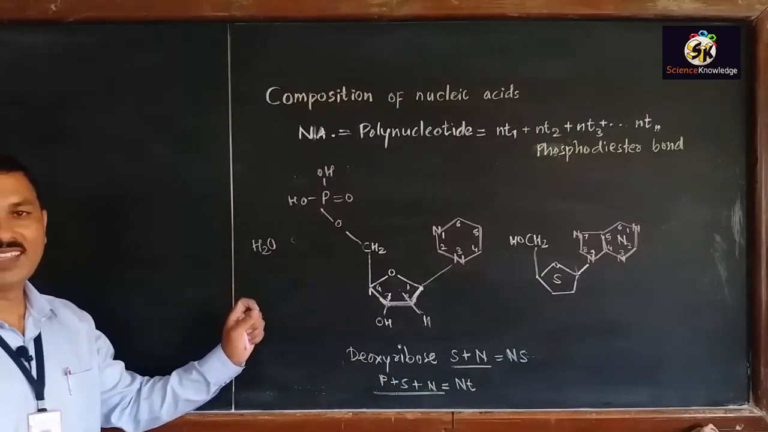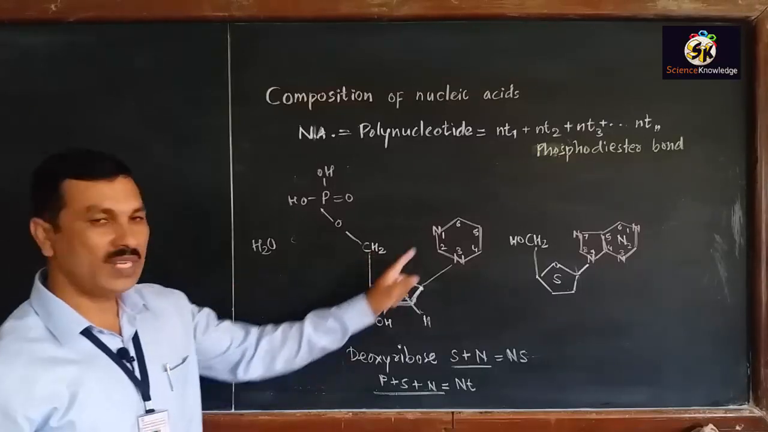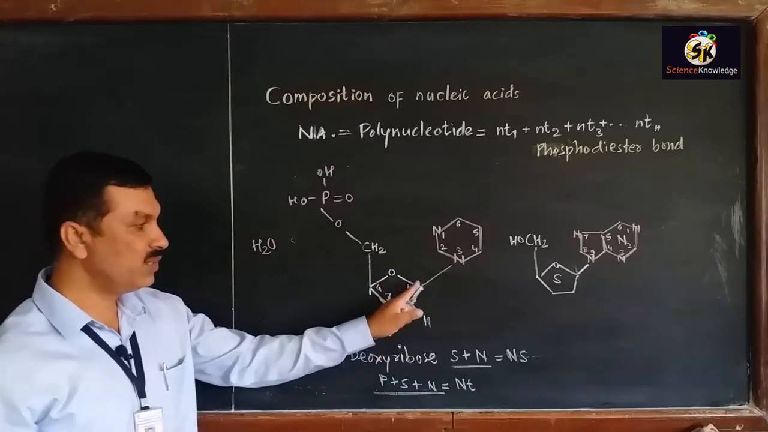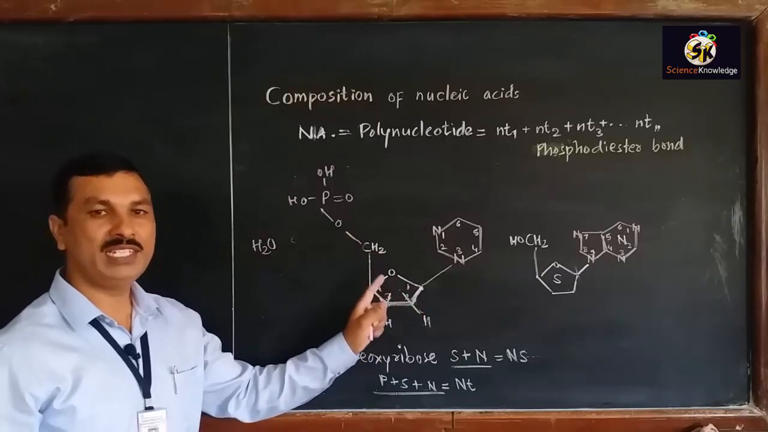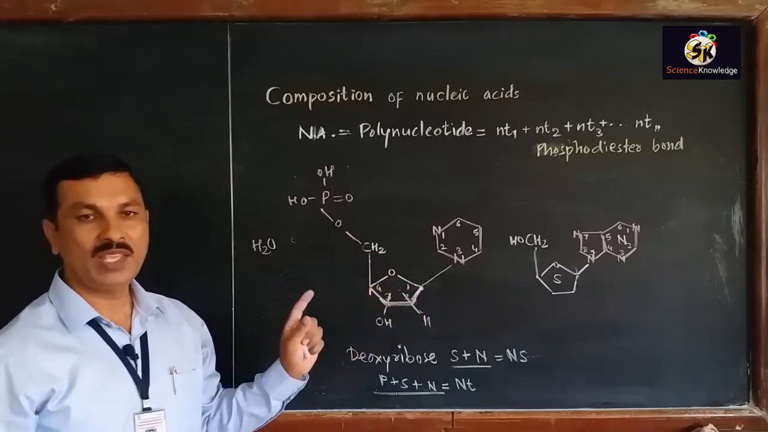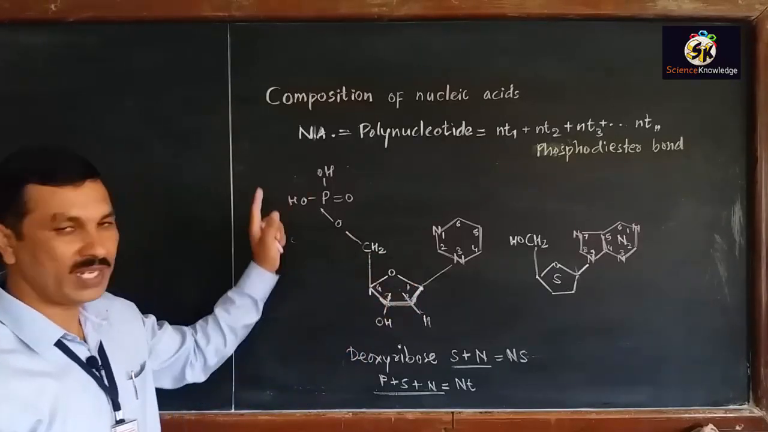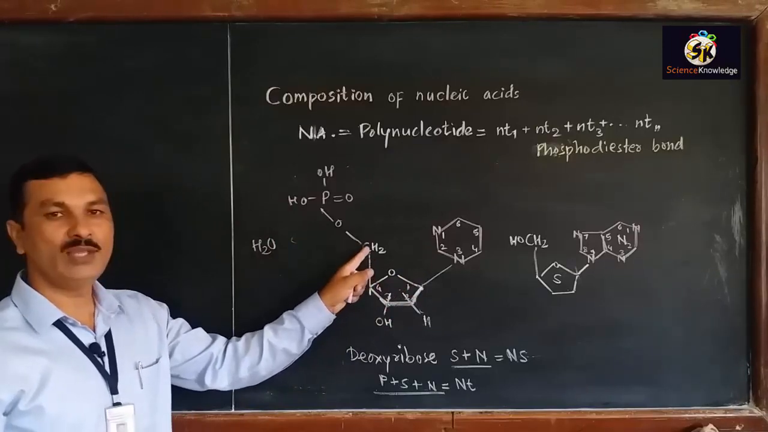Isn't it simple? Yes. For sugar and nitrogen base interaction, carbon number 1 of the sugar is always participating in the reaction, whereas for the nucleoside and phosphate, carbon number 5 is involved in the reaction.